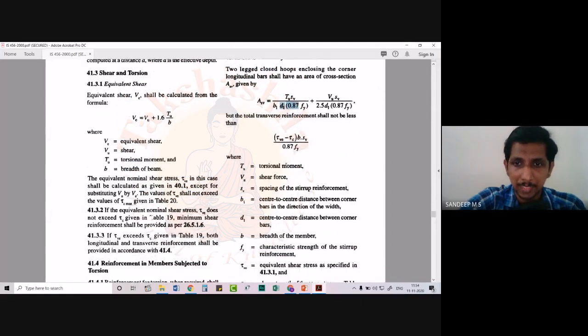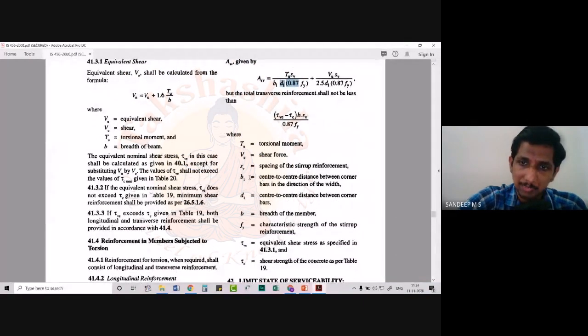Let's see that. So here the explanation is given like B1 is equal to the center to center distance between the corner bars in the direction of the width. Similarly, D1 is equal to the center to center distance between the corner bars in the direction of the depth.